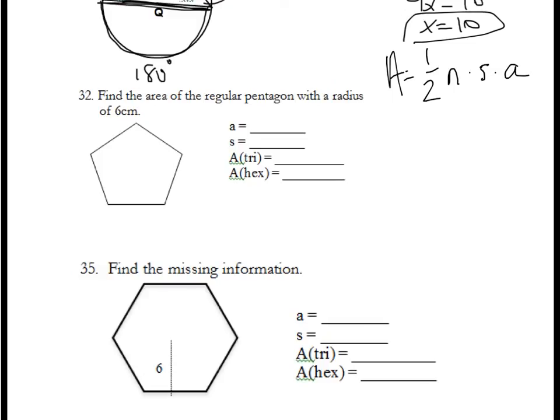Okay, here are some of the toughest questions. Let's try these. Here we go. Find the area of the regular pentagon with a radius of 6. So pentagon means 5 sides. The formula is right up here. I need the number of sides for n, the side length for s, and the apothem for a.